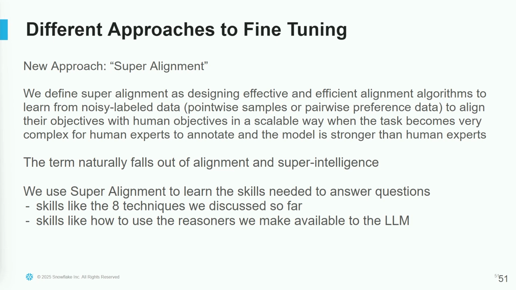The term naturally falls out of alignment and superintelligence. And really, when we talk about superalignment, we're talking about having it learn the skills needed to answer questions, including how to use these reasoners that go beyond SQL and a vector database. So they use a predictive reasoner, prescriptive reasoner, graph reasoner. We haven't talked to you about those today because the open benchmarks don't ask these types of questions, so we don't have a baseline to discuss with you.